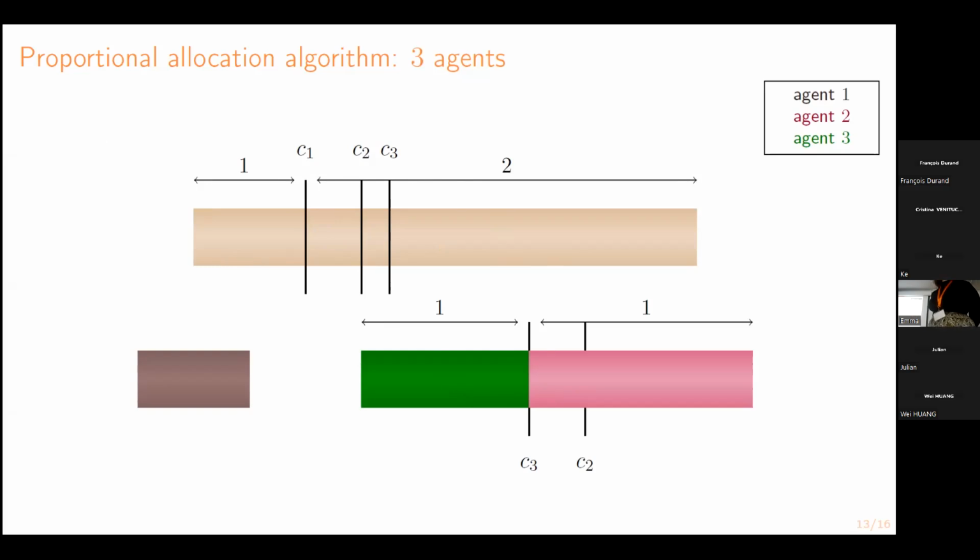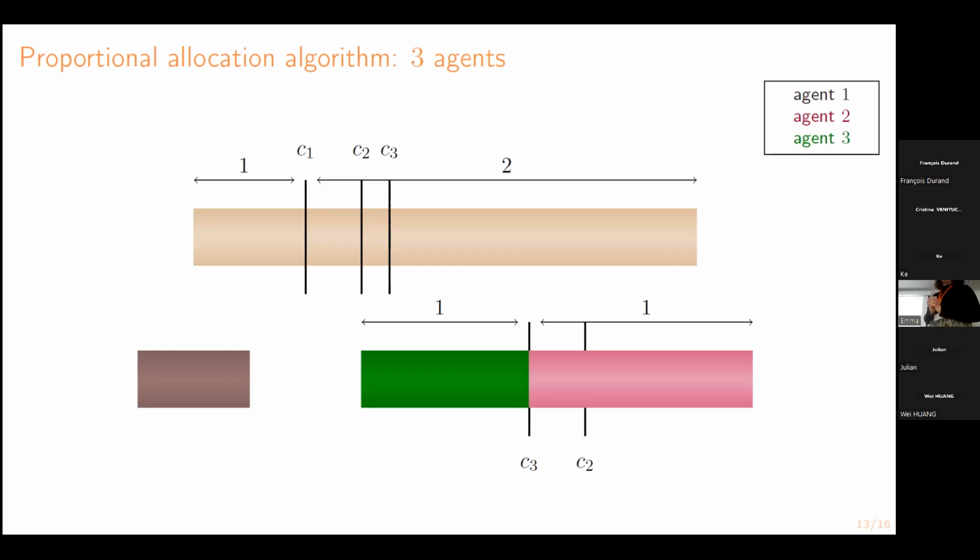Yeah, but that's the whole point of this notion, is that it's easy to get, but it's less convenient than envy-freeness. Yeah. Easy in which sense? What is the complexity of the algorithm? So that's my next slide.